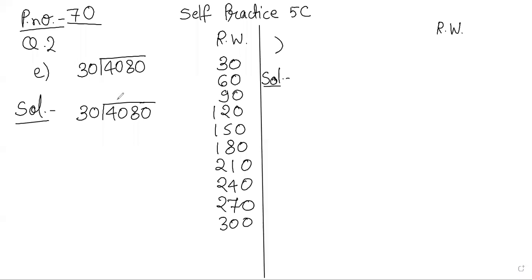Yes, Atharva, you are correct. 3 ones are 30. 40 minus 30, 10 will be left. Now compare 10 with the divisor. 10 is smaller than the divisor. It means we cannot divide 10 by 30. So we will bring down the digit from the dividend. So I bring down 8. Now look at the table of 30 and think how many times.